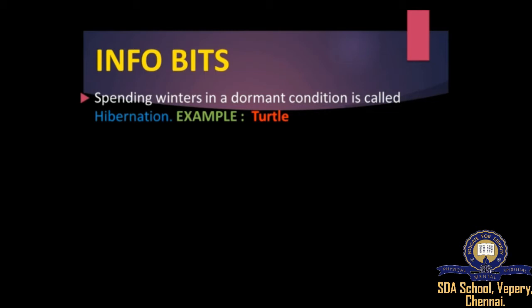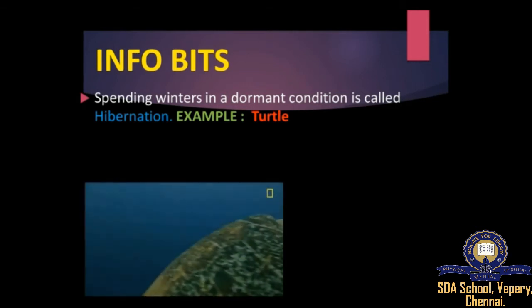So what is a dormant condition? An animal having normal physical functions that are slowed down for a period of time. Okay, they are generally alive but not actively growing. So such type of condition is called a dormant condition. So spending winters in a dormant condition is called hibernation, and an example for that is turtle.